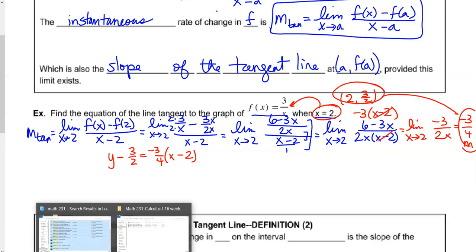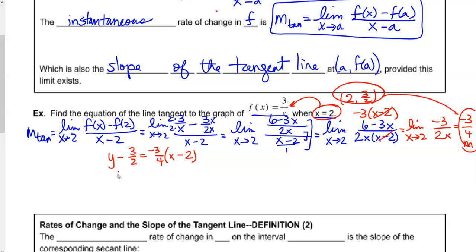And from here, it's basically just algebra, distributing this through and adding over 3/2. So I get y minus 3/2 equals negative 3/4 x. A negative times a negative is going to be a positive. And when I multiply 3/4 times 2 over 1, think of it that way, those 2's are going to cancel, leaving me a 2 in the bottom. So I'm going to get a 3/2 over here as well.